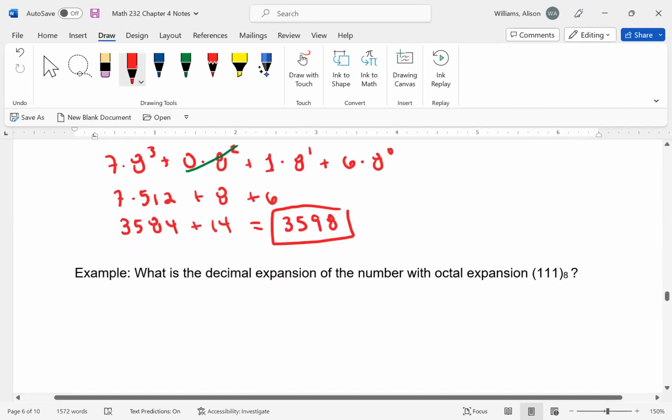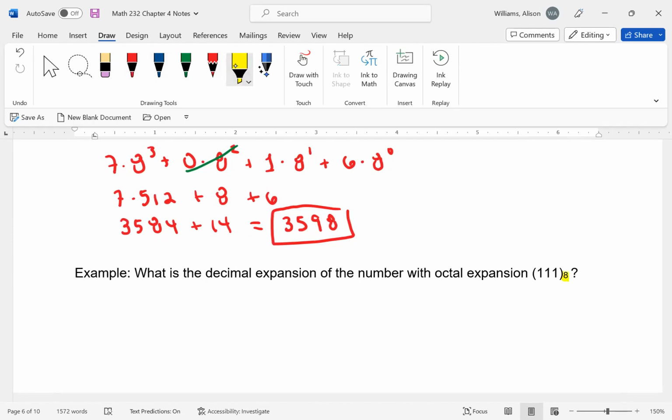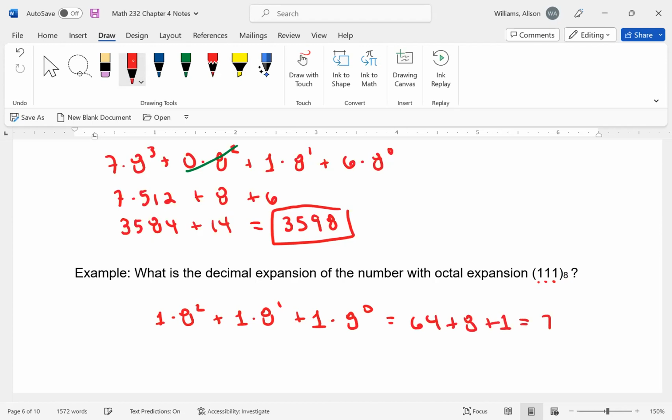What is the decimal expansion of this in base 8? So it looks like it could be binary, but they include this little indicator to let us know that it's base 8. So even though it's all ones, it is in fact base 8. Okay, so that's 0, 1, 2. So that's going to be 1 times 8 squared plus 1 times 8 to the 1 plus 1 times 8 to the 0. So 64 plus 8 plus 1 comes out to 73.